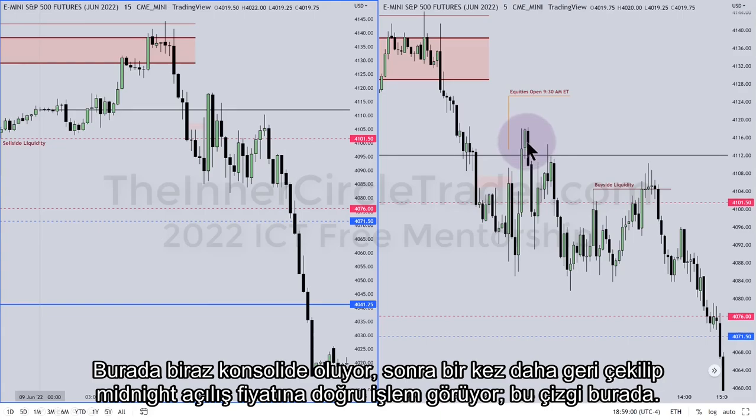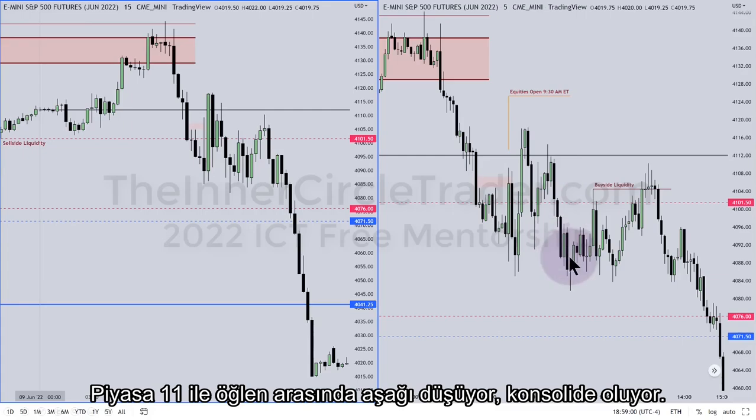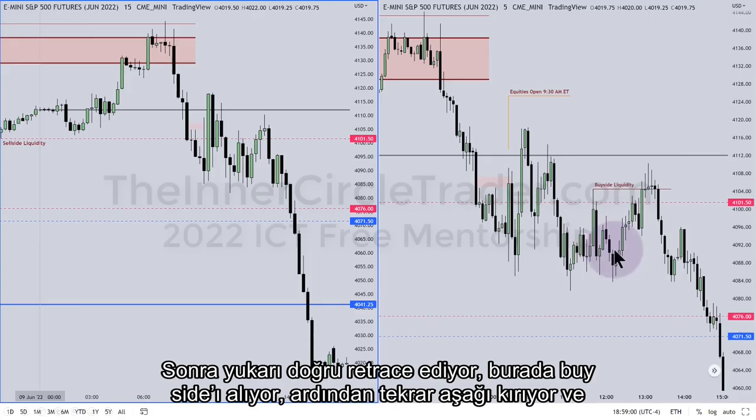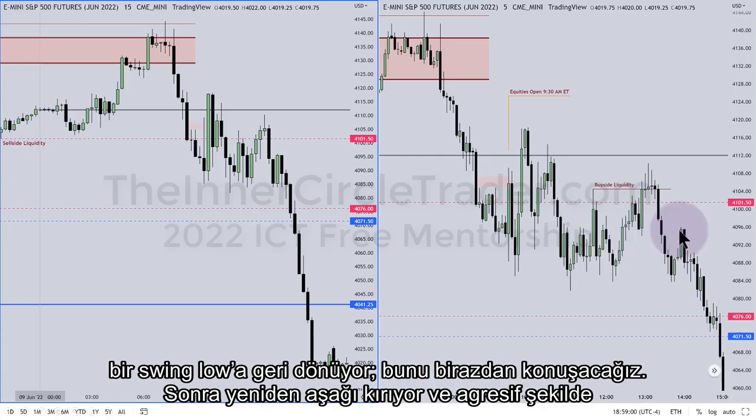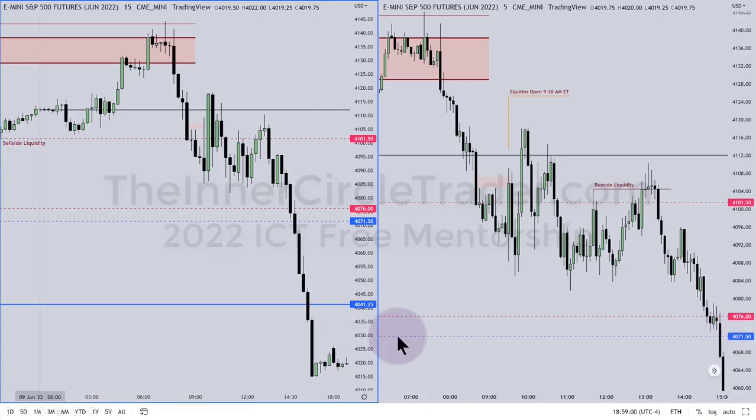Consolidate a little bit in here, traded back down in, once more back into the opening price at midnight, which is this line here. If you're bearish, you want to be going short at or above that level, or as close as you can get to it, like this one here. Okay, the market drops down between 11 o'clock and noon. It consolidates, then retraces back up, takes buy side here, breaks lower, returns back to a swing low, which we'll talk about in a moment. Breaks lower again, aggressively runs for that 470 level, and it's off to the races down into the daily fair value gap.